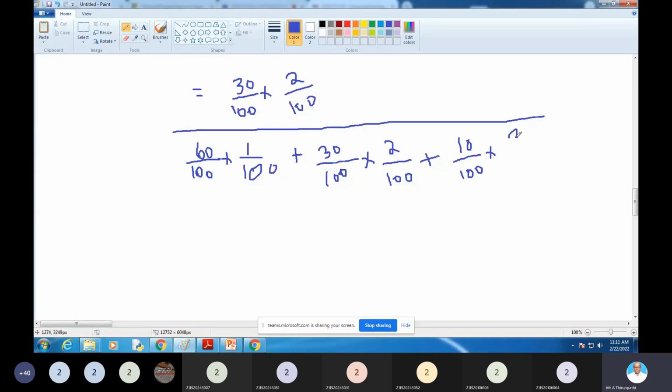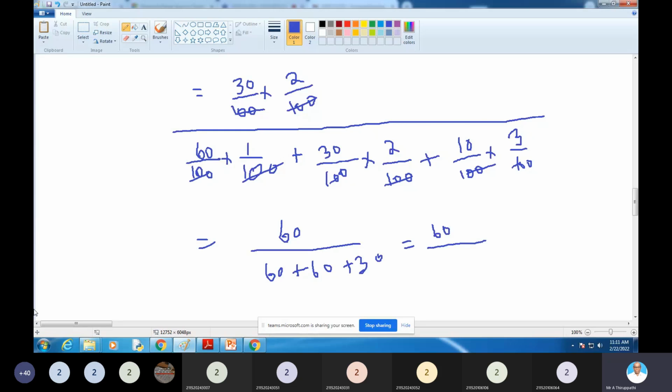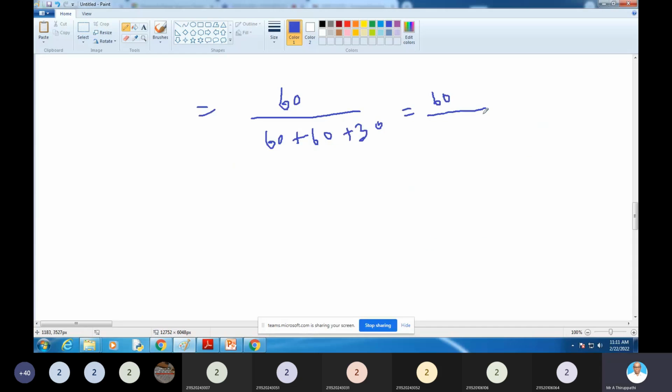Now take 1 by 10,000 common, since every term has 100 into 100 in the denominator. So the numerator is 30 into 2, 60, divided by 60 into 1, 60, plus 30 into 2, 60, plus 3 into 10, 30. That is 60 divided by 60 plus 60 plus 30, which is 150. The zeros cancel, giving 6 by 15. This is the answer.